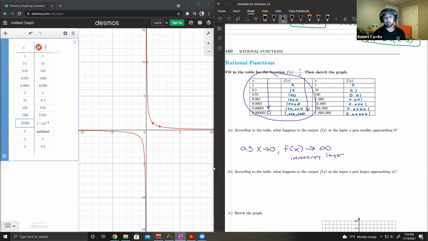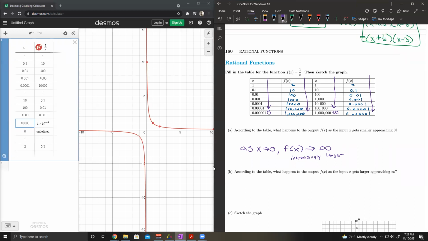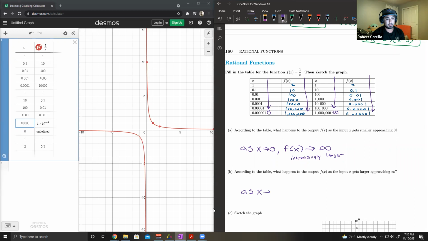And it says, according to the table, what happens to the output f of x as x gets larger and larger towards infinity? So now, as x goes towards infinity, your y values start to approach what number? 0. So as x gets infinitely larger, y now starts to approach 0. So we say, as x approaches infinity, f of x will approach 0.